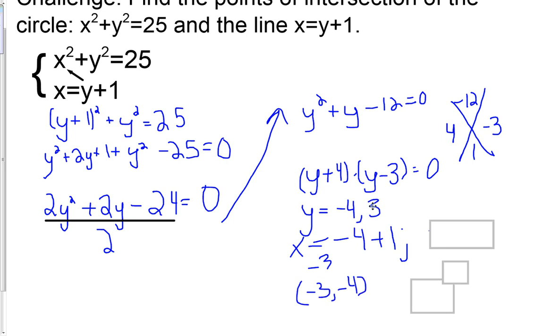Now we didn't deal with 3 yet. So doing the same thing with 3, x equals 3 plus 1. 3 plus 1 is 4. And so that point is going to be 4, 3, right? The y value is always second. So x is 4, y is 3. So those are our two answers for points of intersection of the circle.